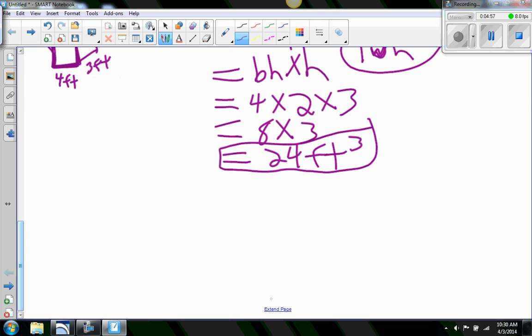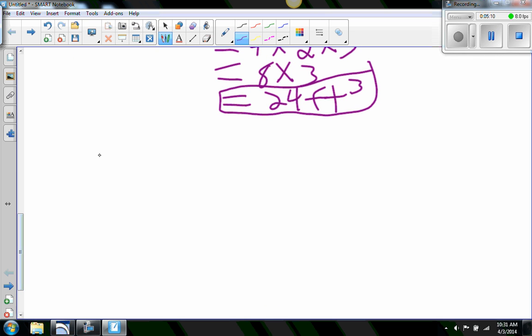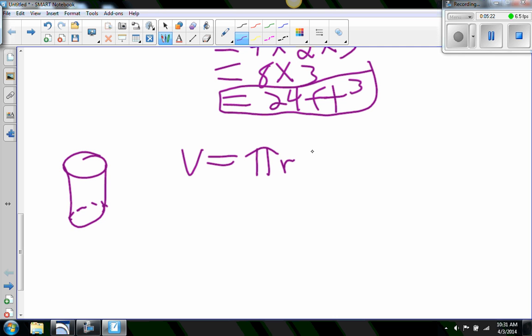Then we have one more kind to do, which is a cylinder, and a cylinder looks like a soup can kind of, and there's an invisible side back there. So we're still going to do big B little h, but I'm going to give you the shortcut because the big B is always going to be a circle, right? The bases are circles, right? So it's always going to be pi r squared because that's the area of a circle. So pi r squared times h, and you're done.